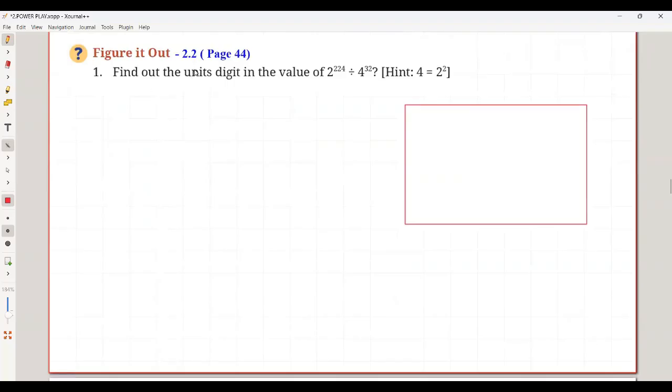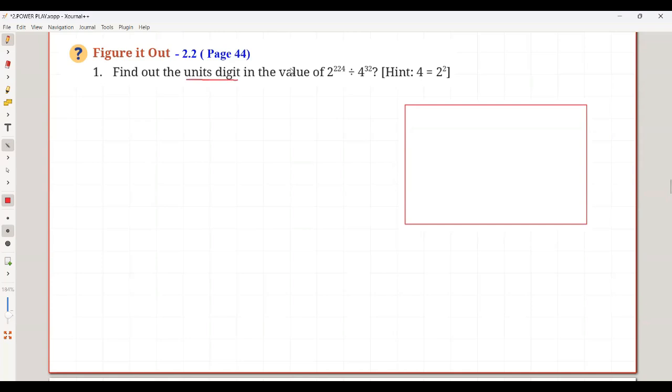Figure it out 2.2, page number 44. Now, first question: find out the unit digit of 2 power 224 divided by 4 to the power 32. The hint is given: 4 can be written as 2 power 2. So find out the unit digit.